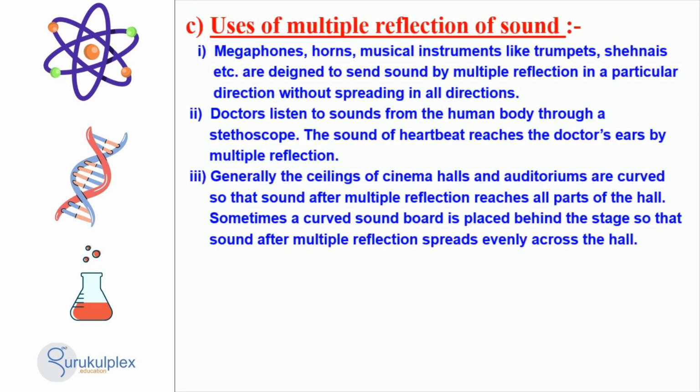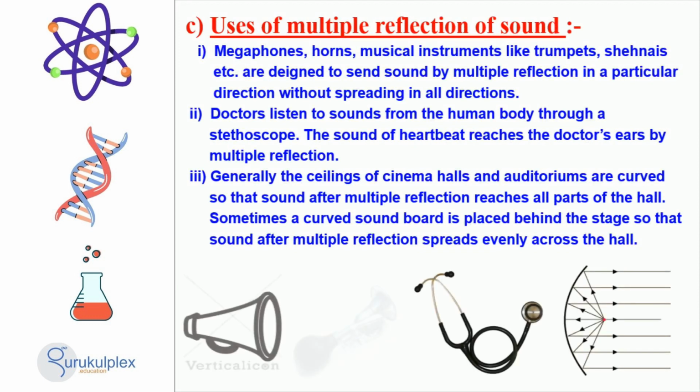Sound has various applications. For instance, multiple reflection is utilized to make use of sound. Megaphones, horns, trumpets and shehnai are all designed to direct sound in a particular direction without dispersing in all directions. Doctors use multiple reflections of sound to hear sounds from the human body with a stethoscope, like a heartbeat. In movie theaters and auditoriums, the ceilings are usually curved to guarantee sound, with multiple reflection, reaches all sections of the hall. A curved soundboard is also sometimes placed behind the stage to distribute sound uniformly throughout a hall through multiple reflection.